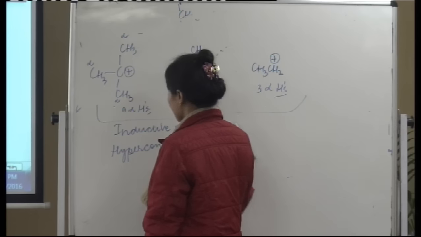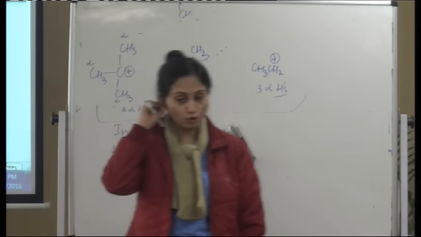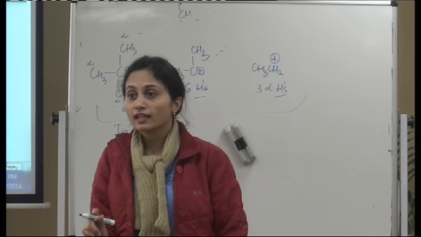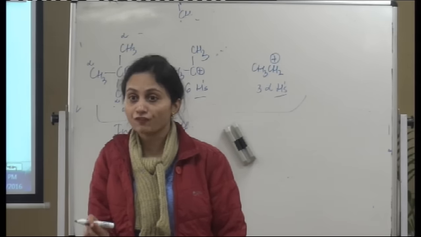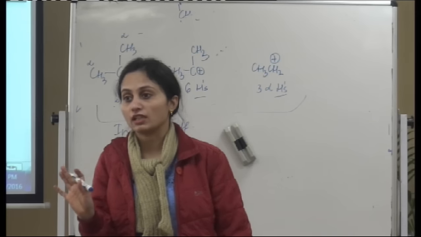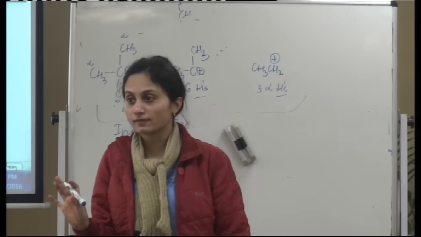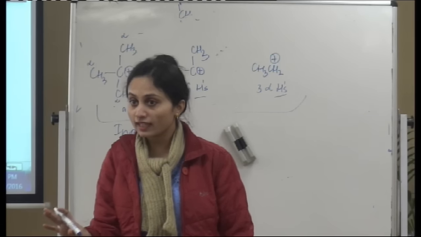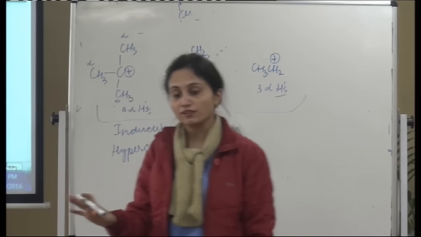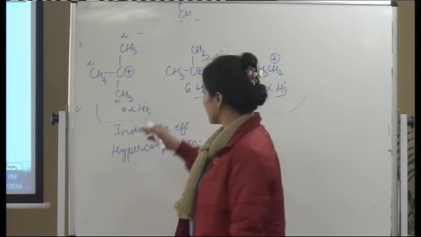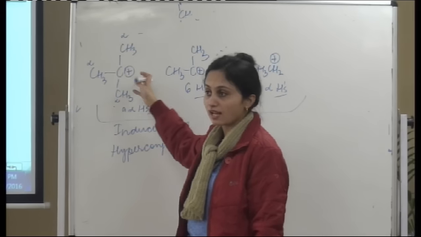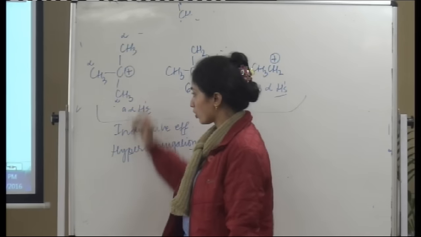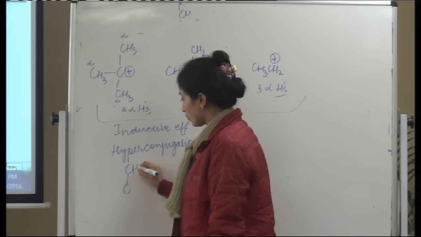I'll talk about both of these effects very shortly, but remember that greater the number of alpha hydrogens, greater will be the hyperconjugating effect and greater will be the stability. For your subjective paper, it works well. Greater the number of alpha hydrogens, greater will be the hyperconjugating effect, because hyperconjugating structures will depend upon how many alpha hydrogens you have. And let me tell that as well. Let's see hyperconjugation right here, lest I move on to the next concept.